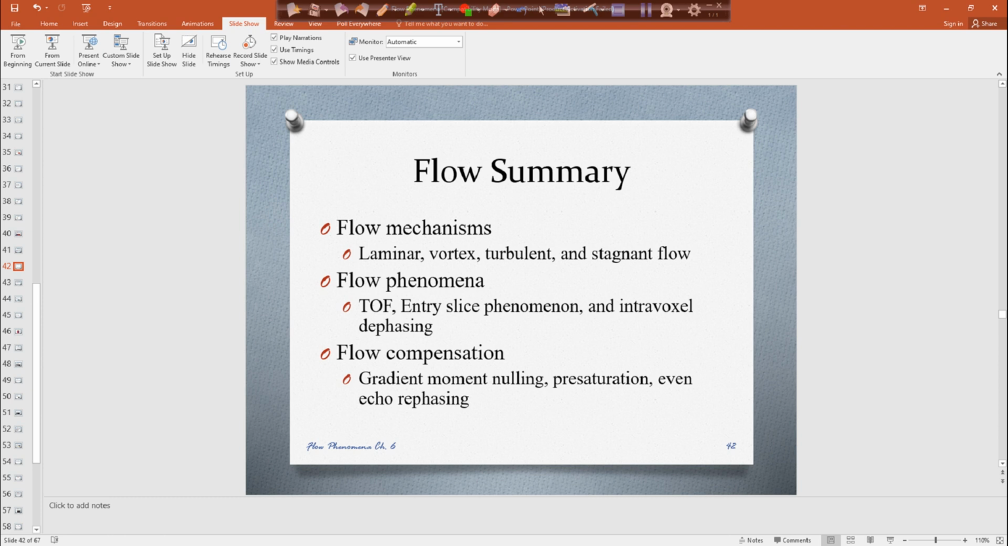We talked about the three types of flow phenomena: time of flight, entry slice phenomena, and intravoxel dephasing. And then tomorrow, or next week, we'll talk about how we can compensate for those flow artifacts. We'll talk about gradient moment nulling, pre-saturation bands, and even echo rephasing. So let's stop there, because I feel like that's enough for today. And then we'll go over that next week.